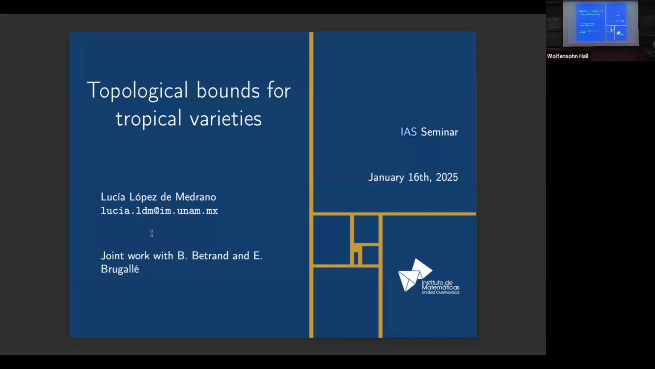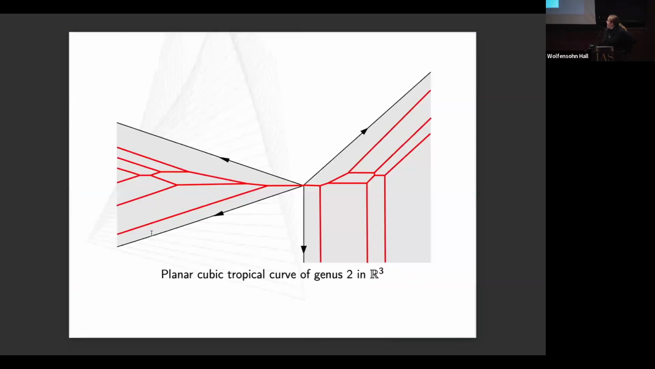And today I want to talk to you about this problem we've been working on with Benoit Bertrand and Erwan Brugallé, about finding topological bounds for tropical varieties. By tropical variety, I mean a polyhedral complex that is balanced in the sense of the combinatorial definition. And for the first example, I want to show you this.